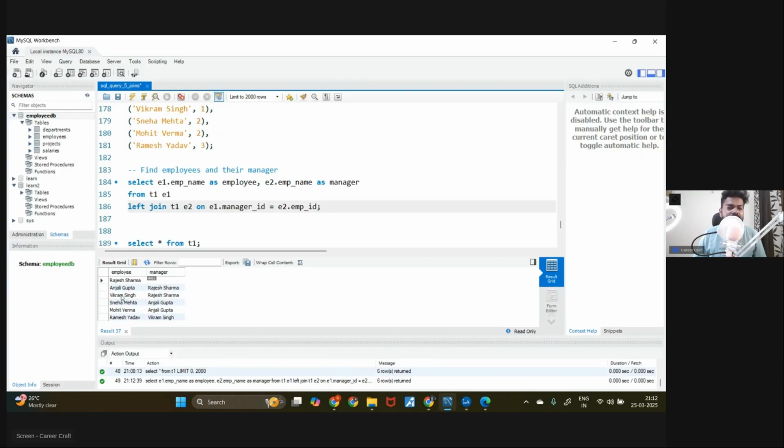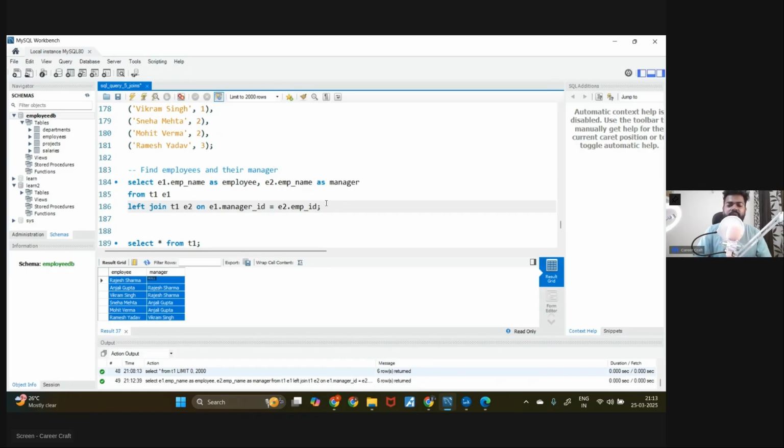Anjali's manager is Rajesh. Vikram's manager is Rajesh. Sneha's manager is Anjali. Mohit's is Anjali. Ramesh's is Vikram Singh. So this is how you actually do it. This is how you exactly do a self join.